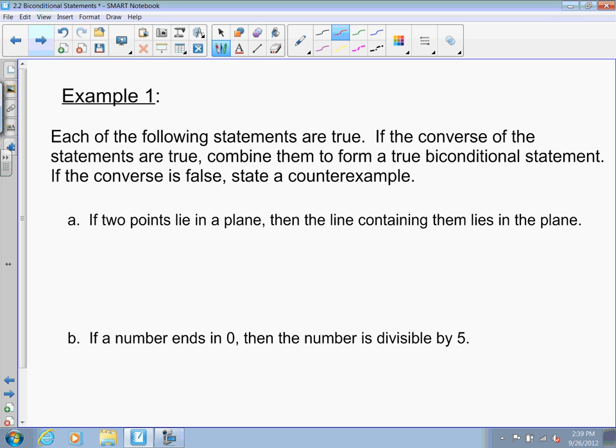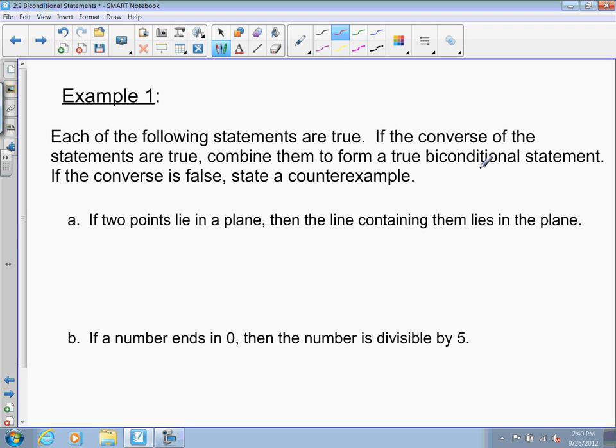So let's do an example here. Each of the following statements are true. If the converse of the statements are true, combine them to form a true biconditional statement. If the converse is false, state a counterexample. So we want to see if these statements are true. So we have an if-then statement. If 2 points lie in this plane, then the line containing them lies in the plane. So we look at this. Each of the following statements is true. So this is a true if-then statement. Okay, if the converse of the statements are true, we're going to write a biconditional statement.